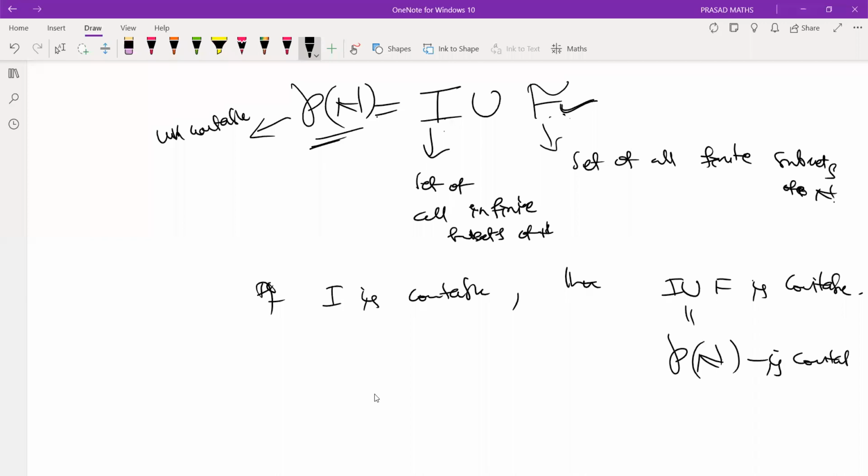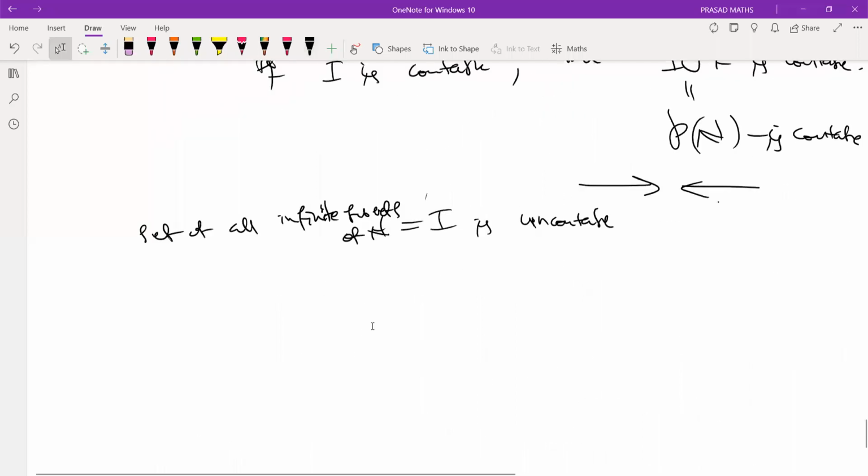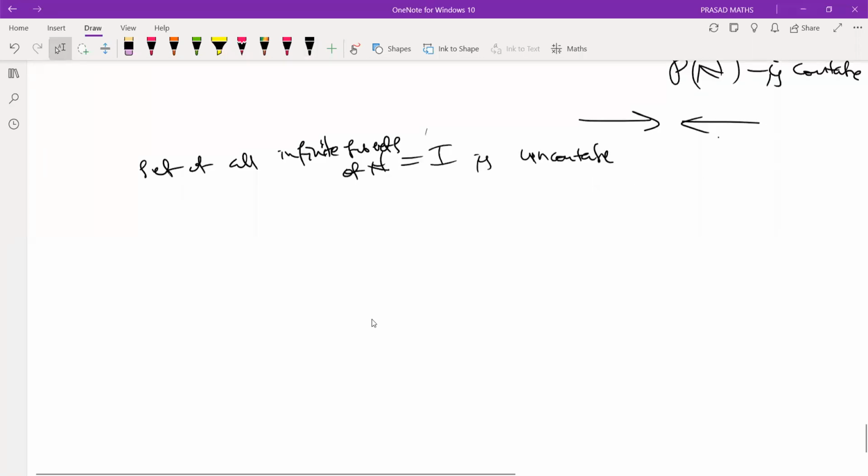Power set is countable. Is it true? Power set is countable. So this is absolutely a contradiction. Therefore, your assumption that I is countable is wrong. Therefore I must be uncountable. What is I? The set of all infinite subsets of natural numbers. The set of all finite subsets of natural numbers is always countable. The set of all infinite subsets of natural numbers is uncountable. Is it clear?